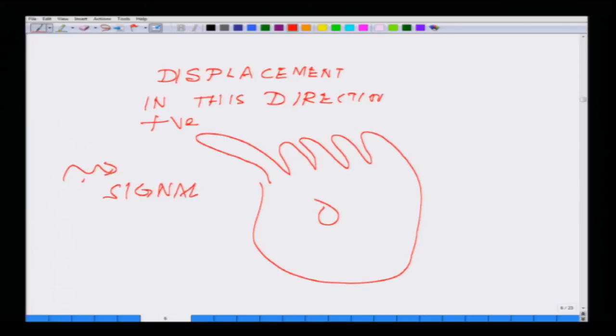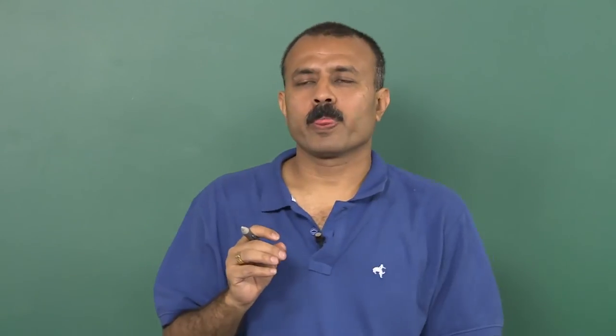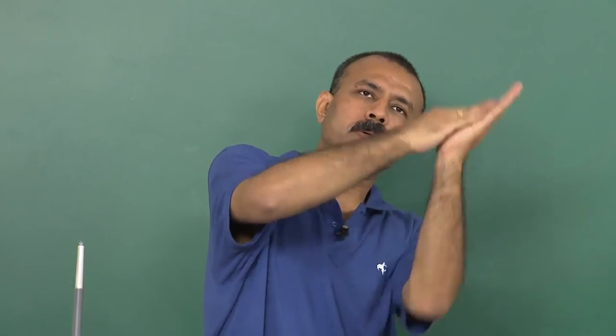And if the displacement is in the other direction, say for example, something like this, this is a negative signal, saying inhibition, and this is excitation. So, what is essentially happening? Think of it. When they are bending in one direction like this, they are sending an excitatory signal.